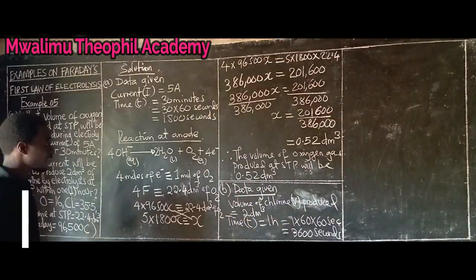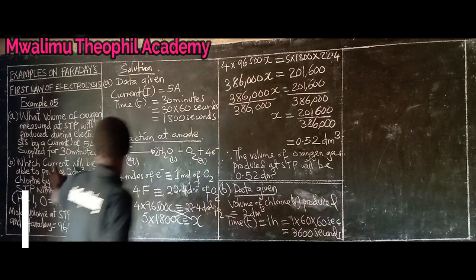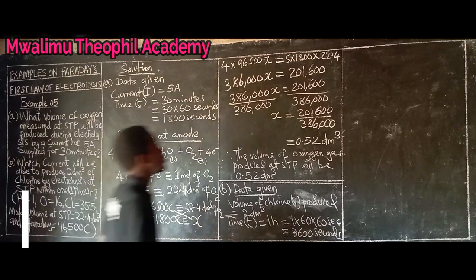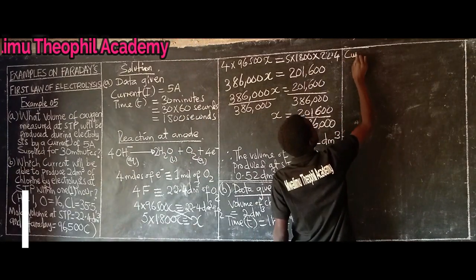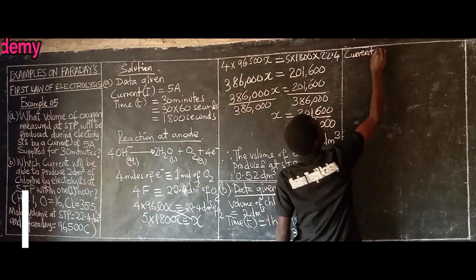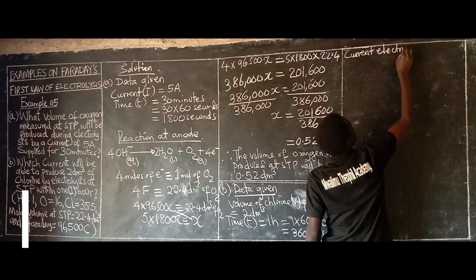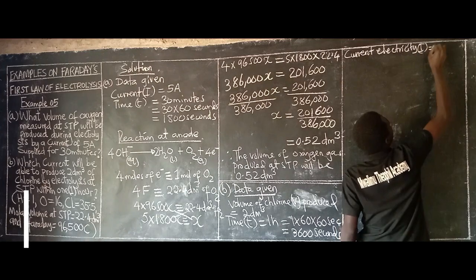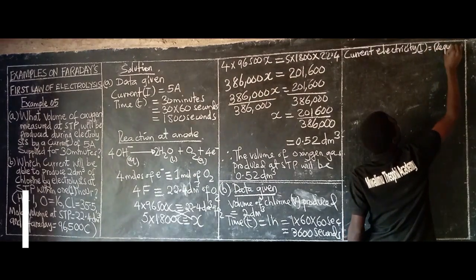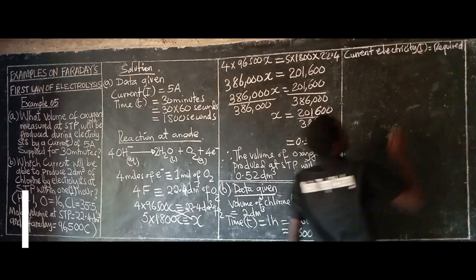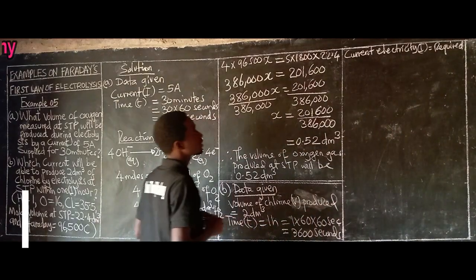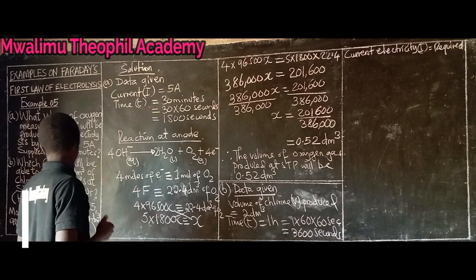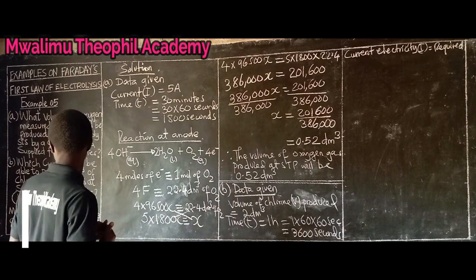Another data required here is the current, and in this question we are asked to calculate the current electricity required. So the current, I, is the required value. We are required to calculate the amount of electric current required for this electrolysis to take place.